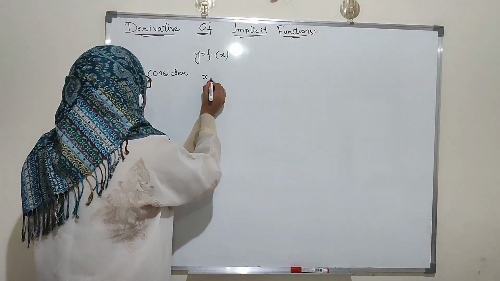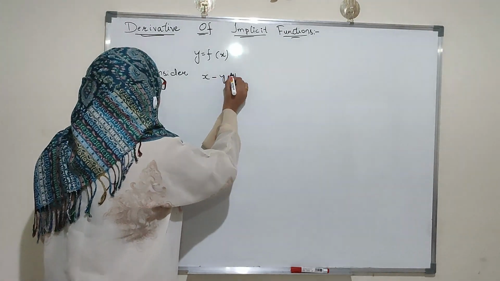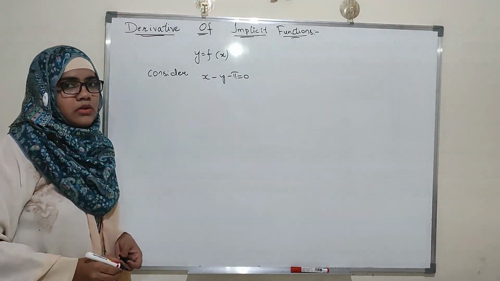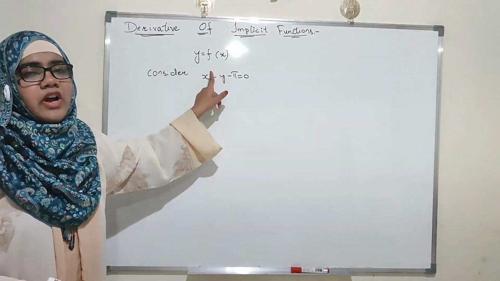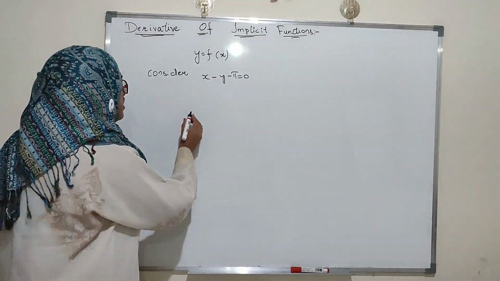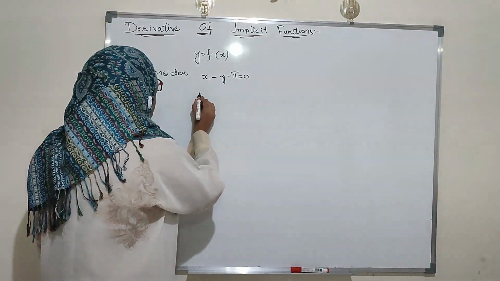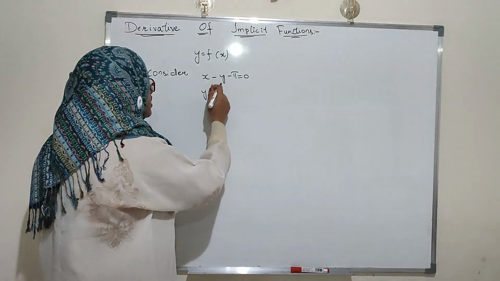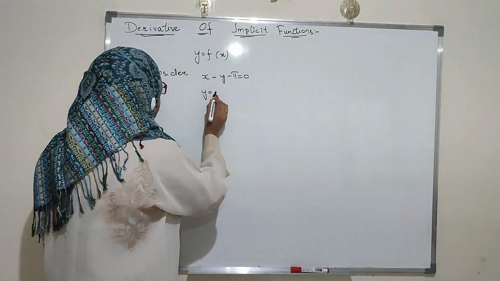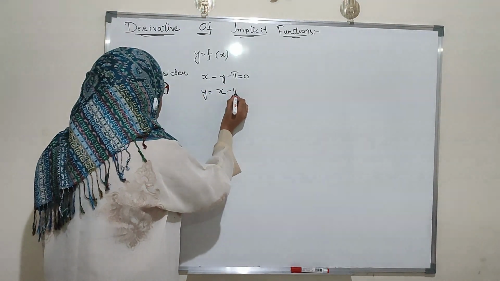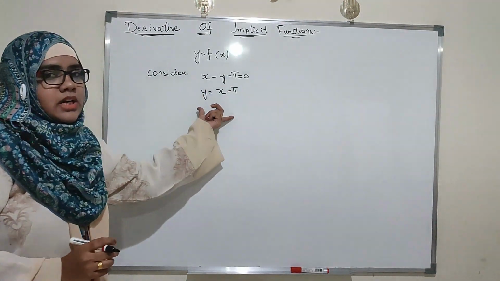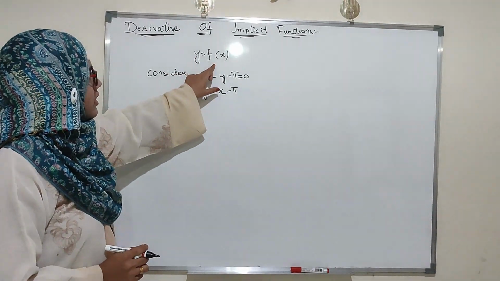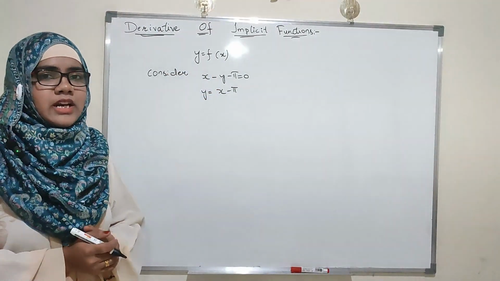Consider x minus y minus 5 equal to 0. This is one function, and you have to find its differentiation. Here we take y separately. Taking minus y to the RHS, it becomes plus, and the remaining terms are x minus 5. So now it is in the form y is equal to f of x, and we can differentiate it directly.